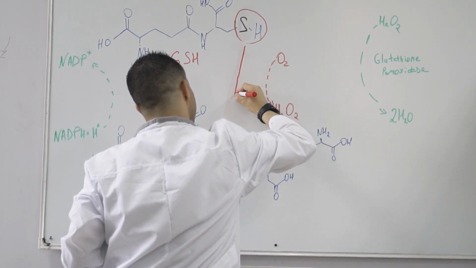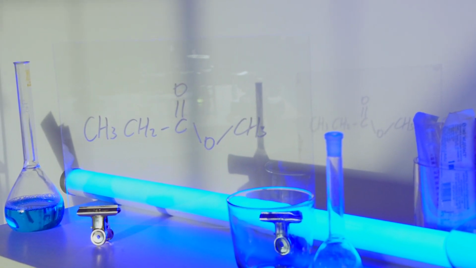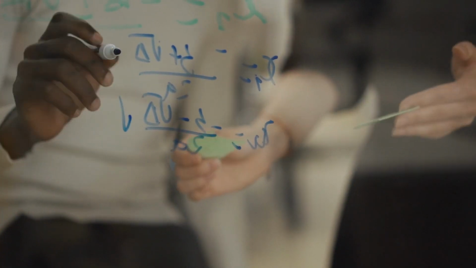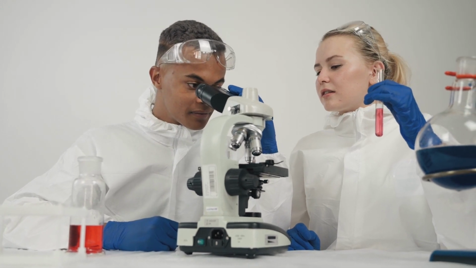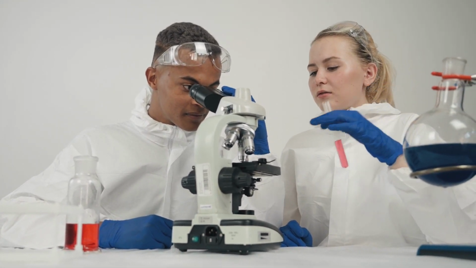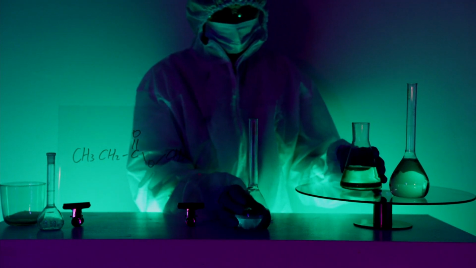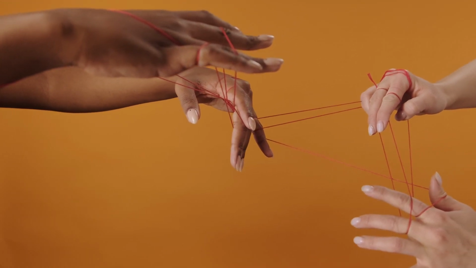Molecular compounds. Example: water, H2O, carbon dioxide, CO2, methane, CH4. In water, an oxygen atom shares electrons with two hydrogen atoms, forming two single covalent bonds. In carbon dioxide, a carbon atom shares two pairs of electrons with each of two oxygen atoms, forming two double bonds. In methane, a carbon atom shares electrons with four hydrogen atoms, forming four single covalent bonds.